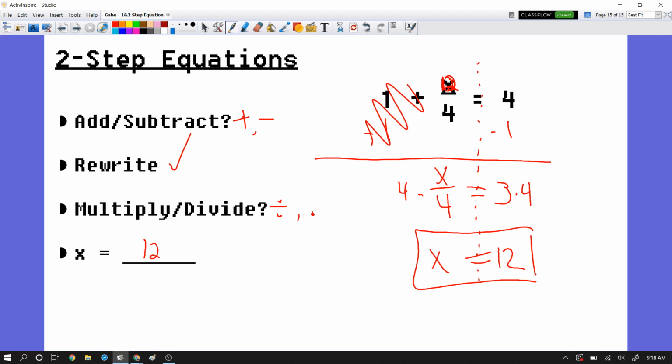Do you see any parentheses? No. Do you see any exponents? No. Do you see multiplication or division? Yes, do that first. 12 divided by 4 is 3. Do you see any addition or subtraction after that? Yes. 1 plus 3 equals 4. Check.